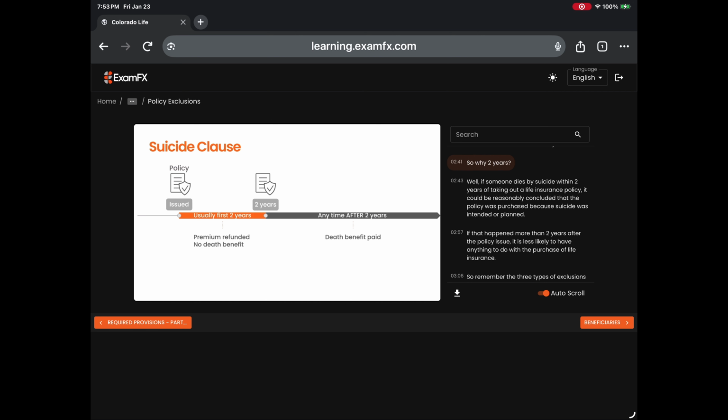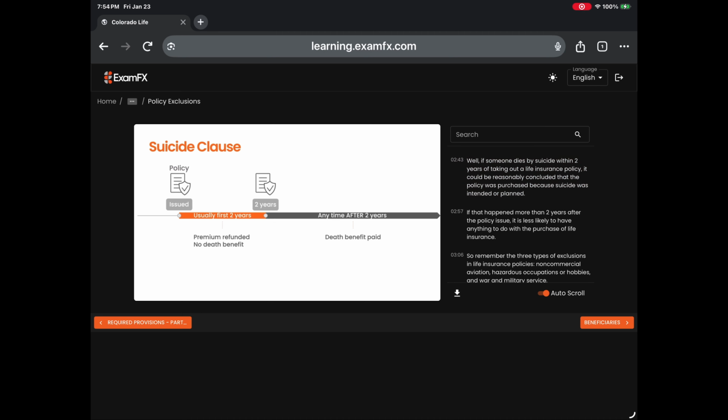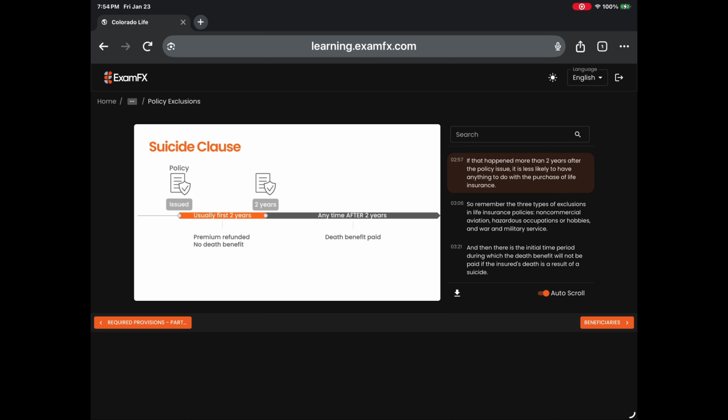So why 2 years? Well, if someone dies by suicide within 2 years of taking out a life insurance policy, it could be reasonably concluded that the policy was purchased because suicide was intended or planned. If that happened more than 2 years after the policy issue, it is less likely to have anything to do with the purchase of life insurance.